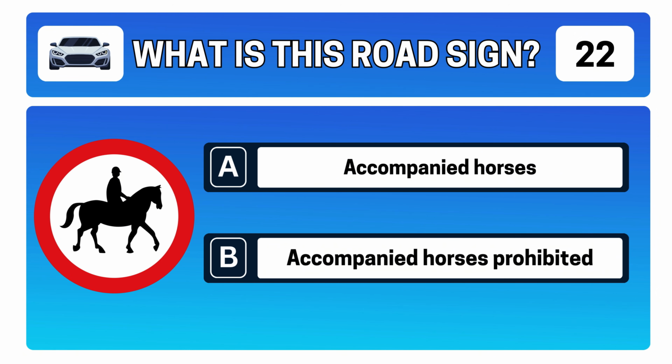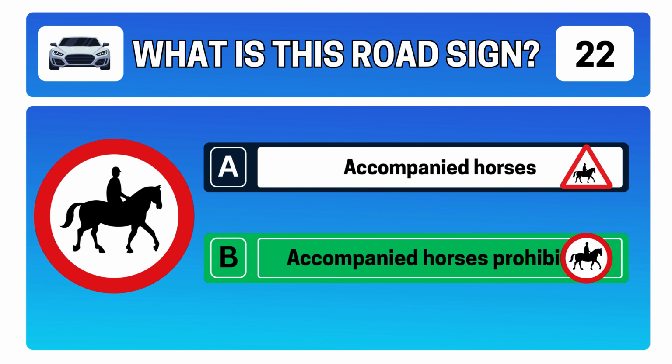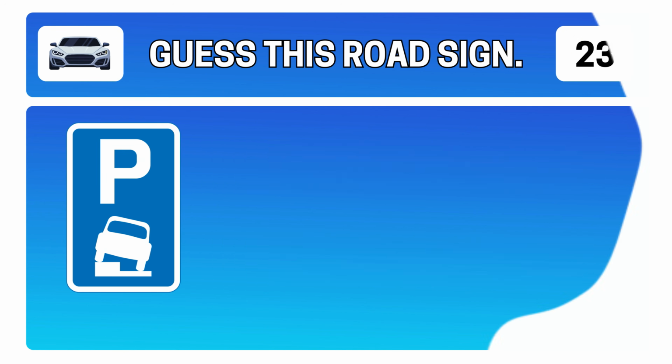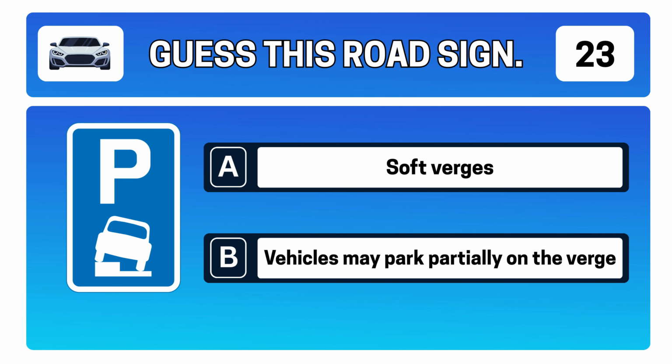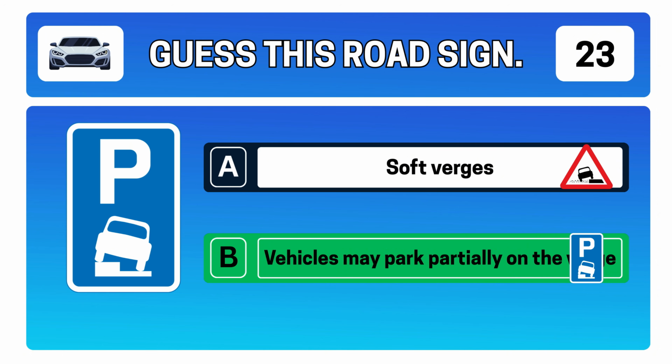What is this road sign? A. Accompanied horses. B. Accompanied horses prohibited. Nicely done. This sign prohibits ridden horses in the area. Guess this road sign. A. Soft verges. B. Vehicles may park partially on the verge. Exactly. This permits drivers to park partially on the verge.